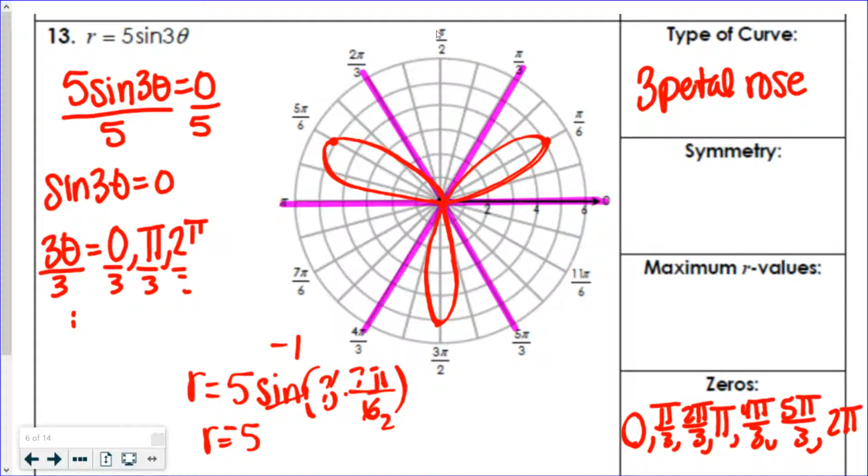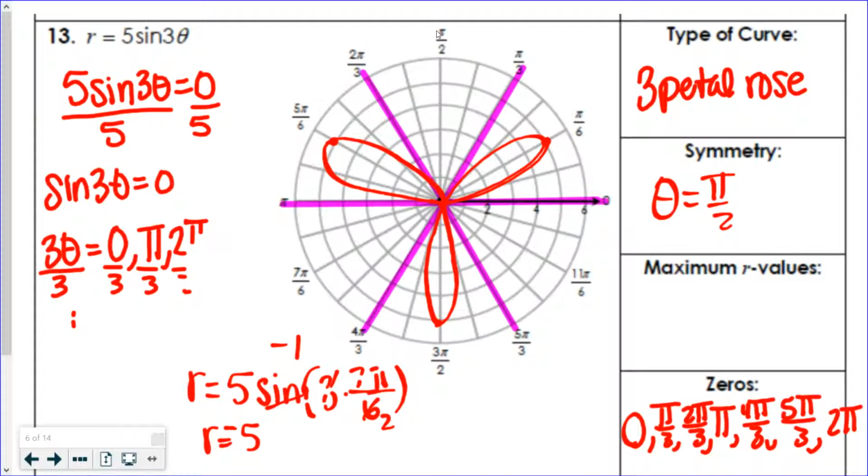The purple part is just my guiding lines to help me get the width of my petals and to figure out where the petals go. All right, for our symmetry for this one, this graph is not symmetrical about the polar axis because this half does not mirror this half. It is symmetrical about theta equals pi over 2 because this half does mirror this half, but it's not symmetrical about the pole because these parts are not mirrors of each other.